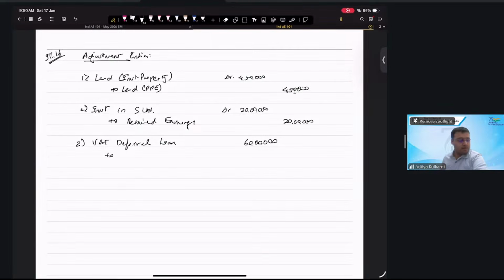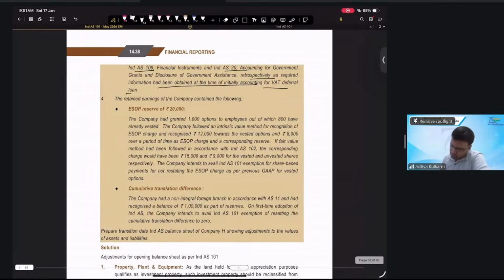So that fair value is actually how much? 37 lakh 25,528.